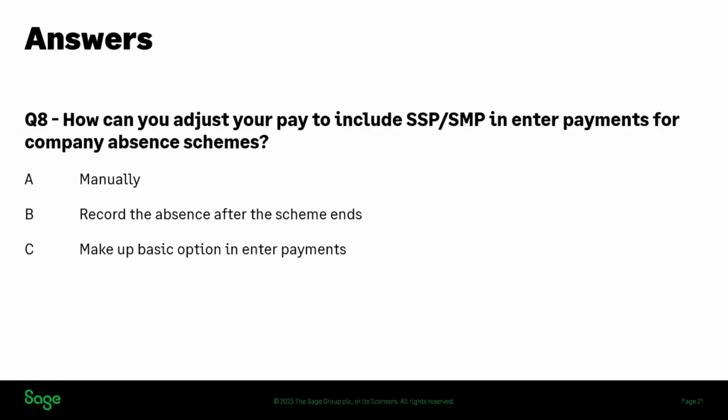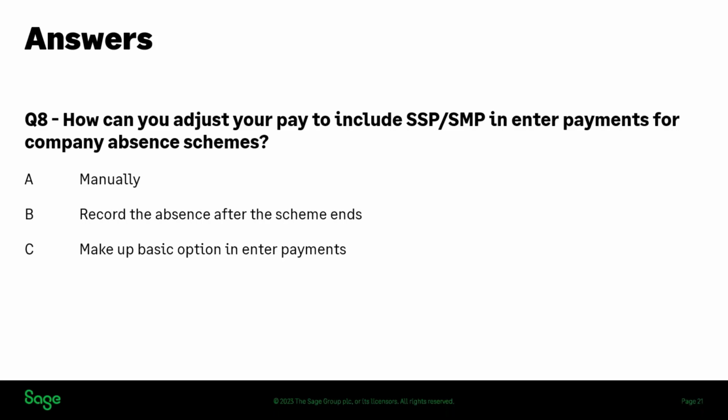Thank you once again, Duncan. Okay, so the final question for round 2 was, how can you adjust your pay to include statutory sick pay or maternity pay in enter payments for company absence schemes? Is it manually, record the absence after the scheme ends, or make up basic option in enter payments? Now remember, we did have multiple correct answers out of those 3.